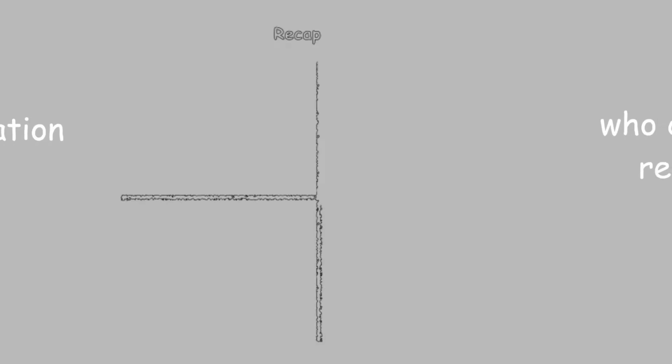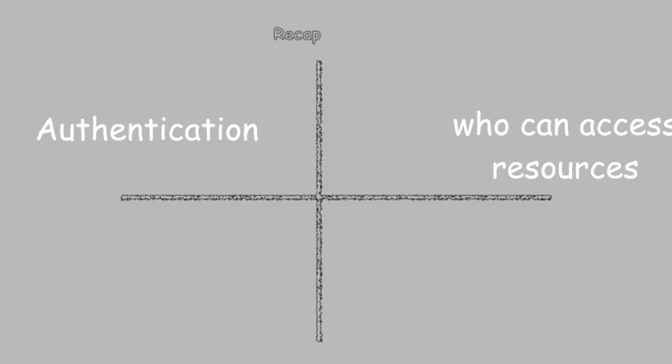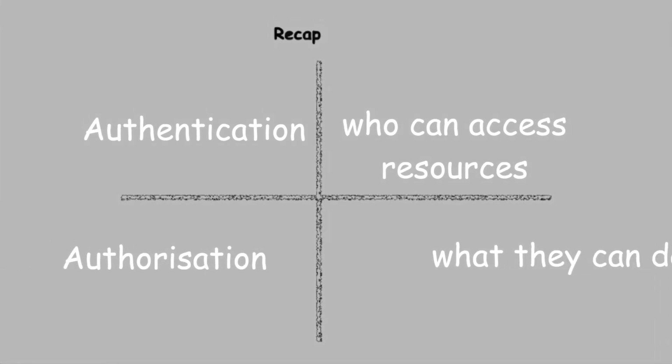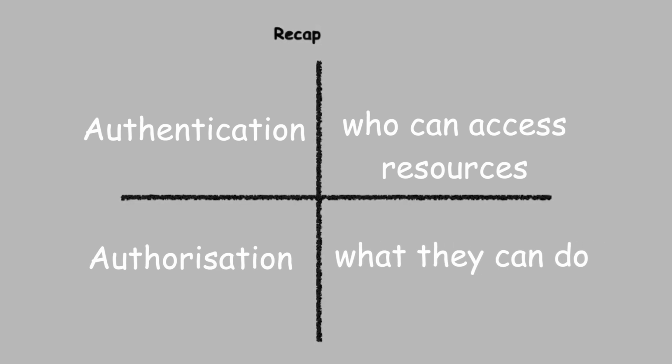To sum up, IAM in AWS is all about managing who can access your resources through authentication and what they can do with those resources through authorization. With IAM, you have full control over your AWS environment, keeping it secure and efficient.